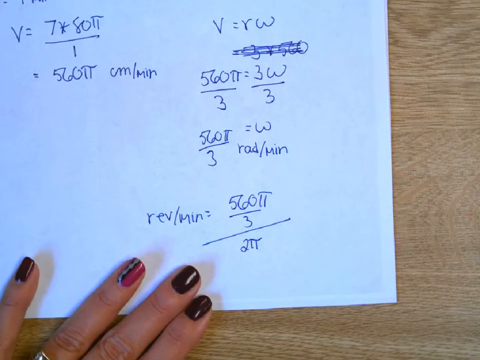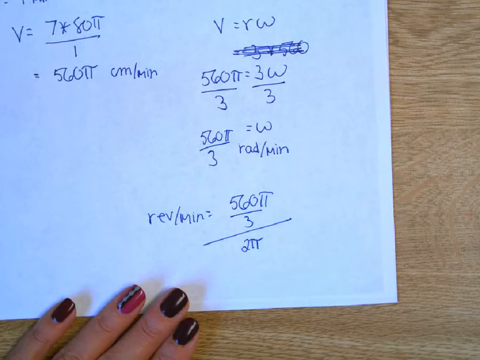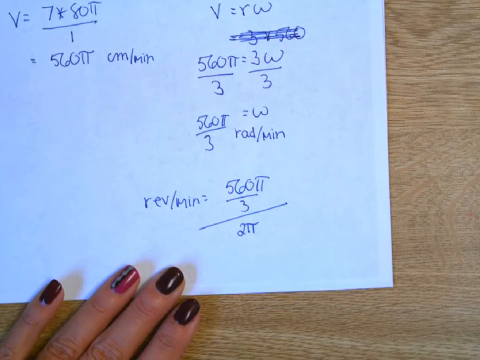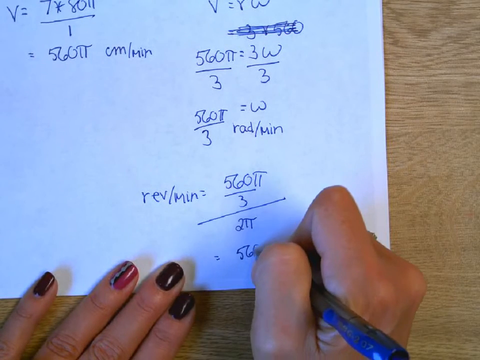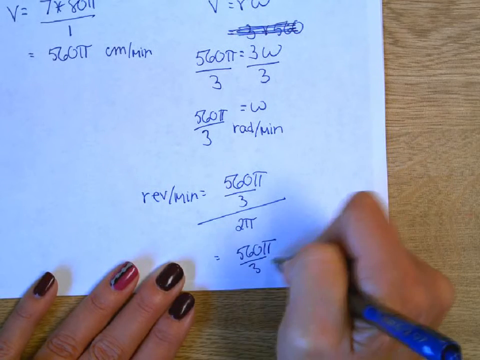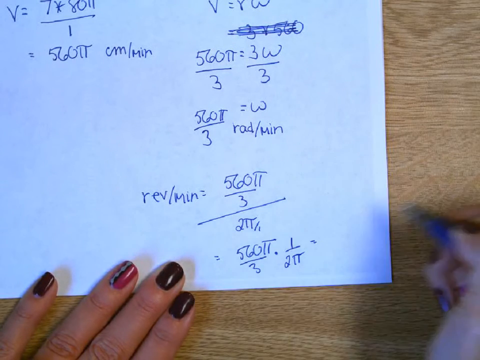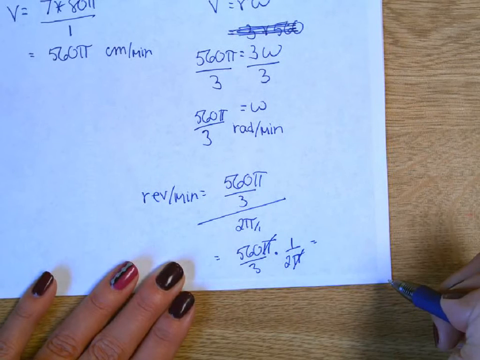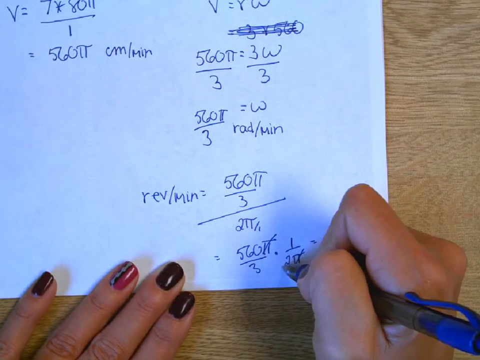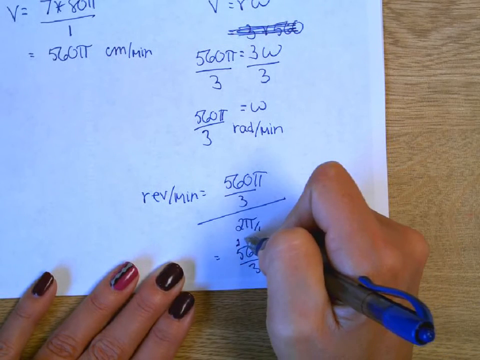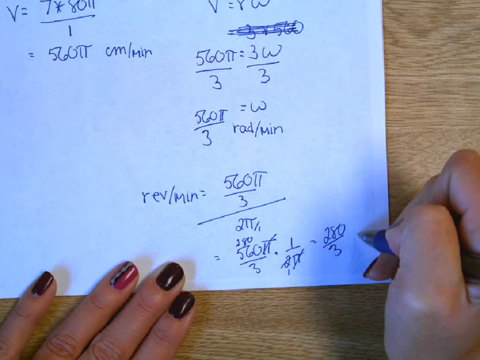You screwed it up a little bit. Yep. So we're going backwards. We're going back to almost theta. And then it's just work your fractions correctly. We can get rid of the pi. So it's 560 pi over 3 multiplied by 1 over 2 pi. Pi's will cancel. 2 will reduce 560 to 280. So 280 over 3 RPMs.